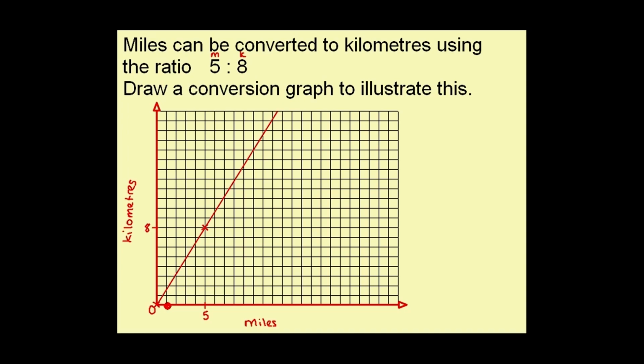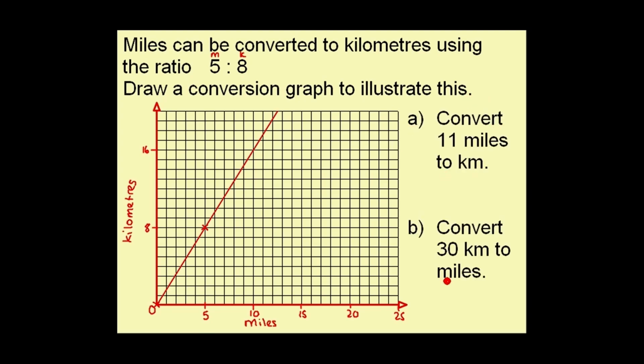Now to finish off, I just need to continue labelling my axes. So on the miles axis, we're going up in 5s, so that's 10, 15, 20, and that would be 25. And on the kilometres axis, we're going up in 8s. So this would be 16, and I can't fit any more on. This is my finished conversion graph.